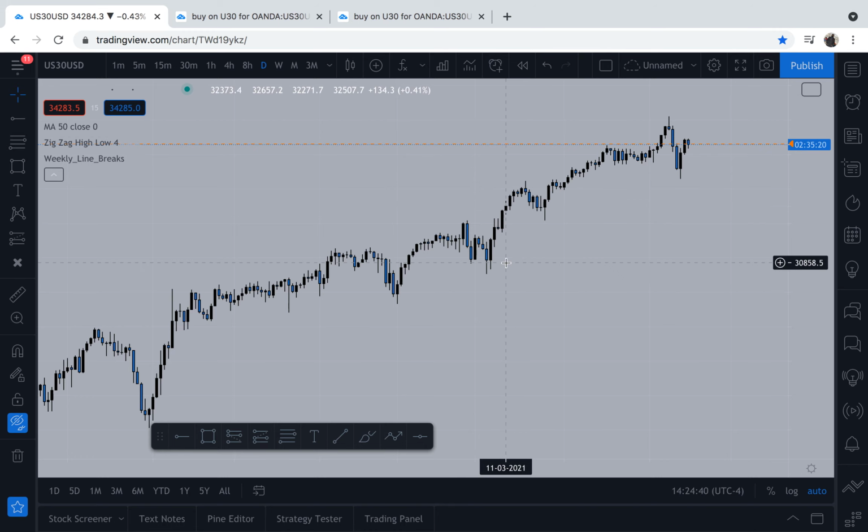And today I just wanted to go over with y'all a breakdown of US30. This is a trade I took today, a nice buy that I took today. So let's get into it. Just a top-down analysis of US30 real quick.